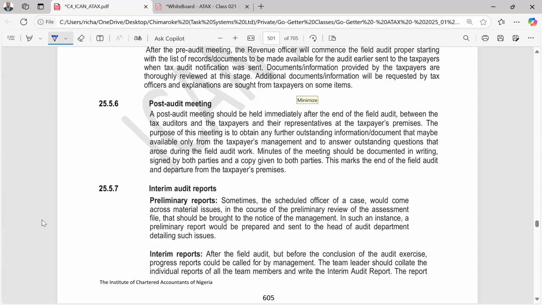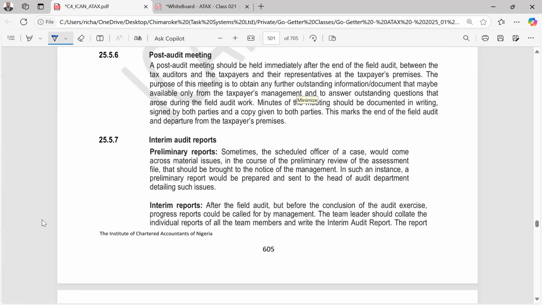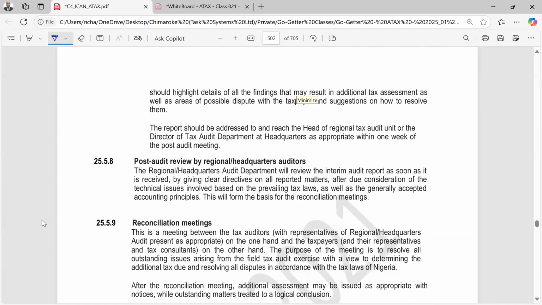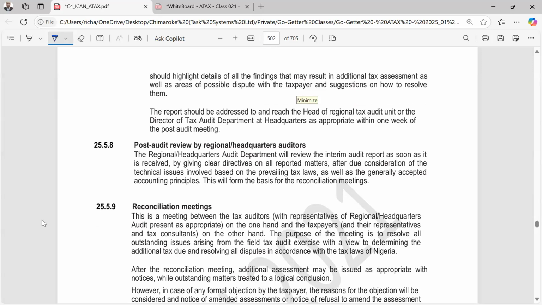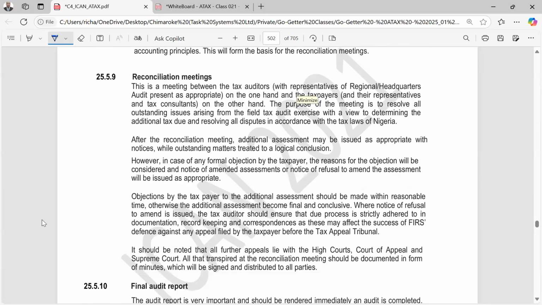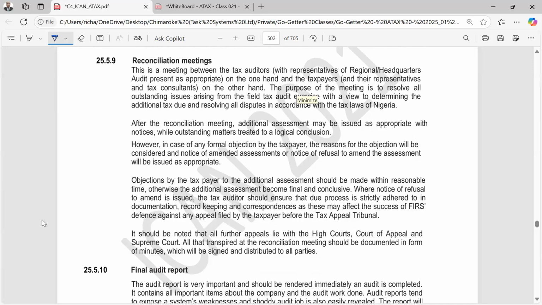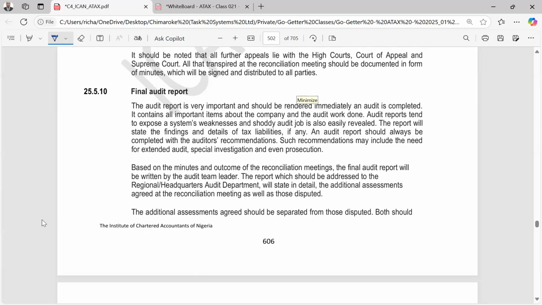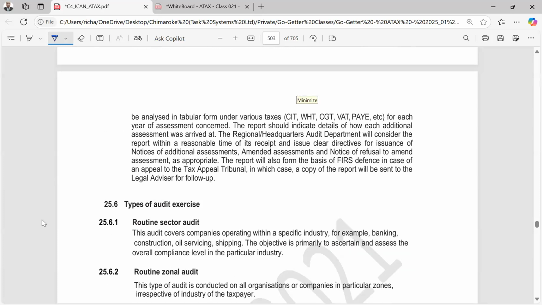Then they will have interim audit reports. So they will prepare a preliminary report. Then they will now bring an interim report and submit. Then there will be a post-audit review by headquarters. And when that is done, there's going to be a reconciliation meeting whereby the taxpayer is called upon to come and reconcile some issues with the tax auditors. Okay, then the actual final report is written and it is sent to the client. So that's about tax audits.